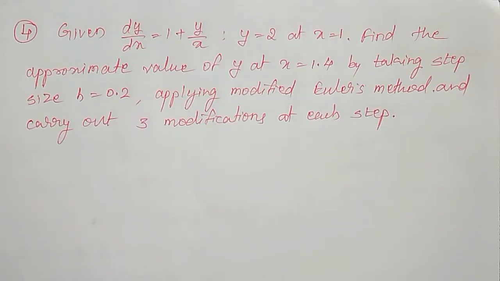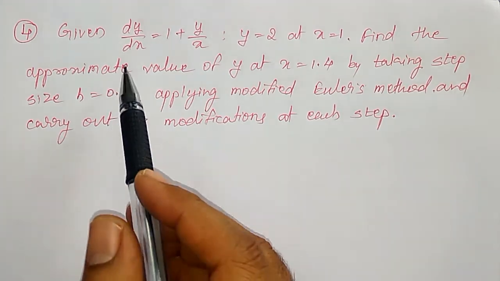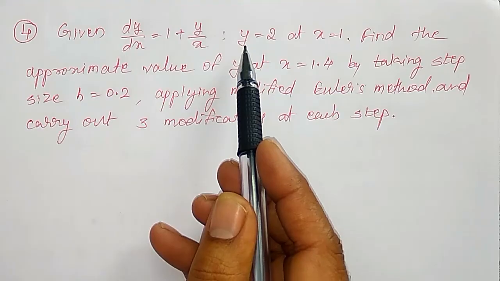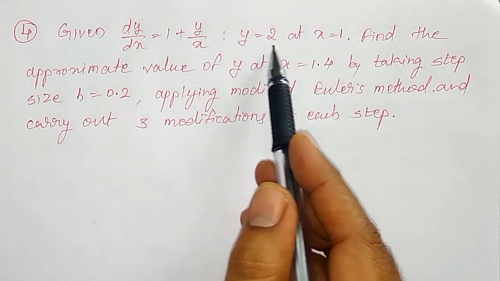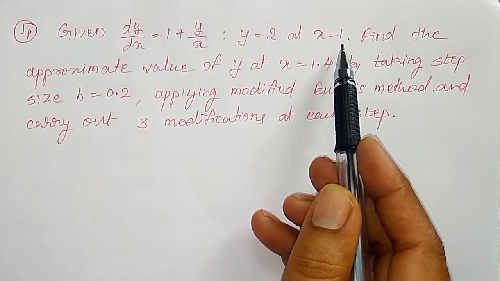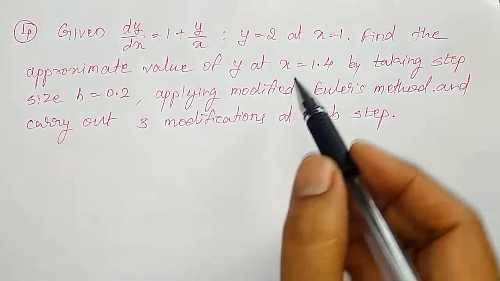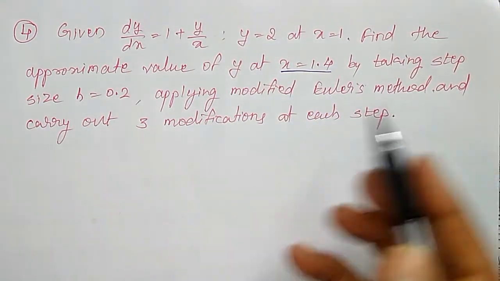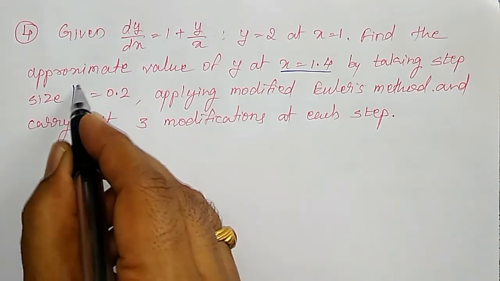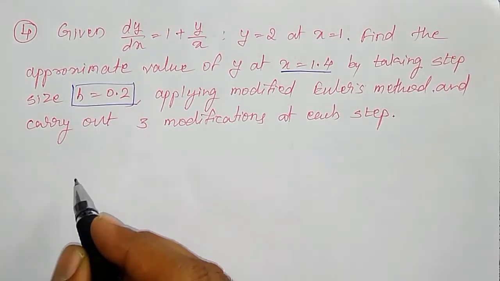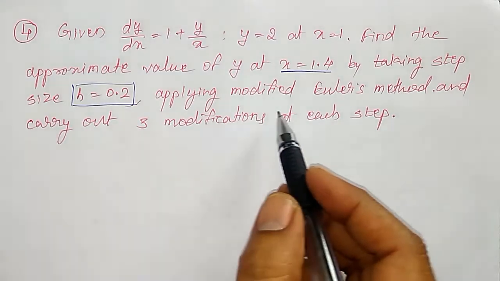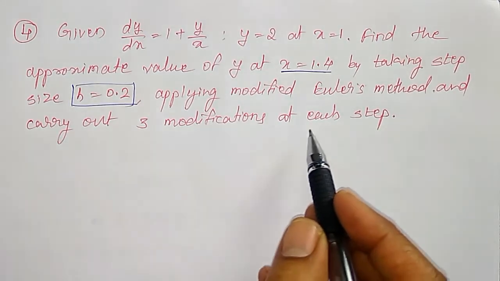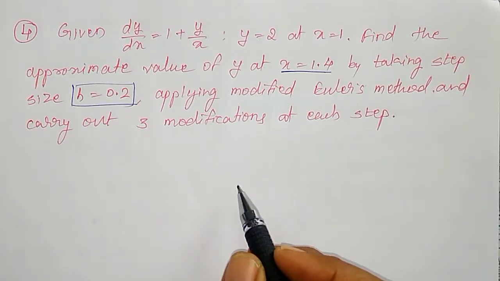In this video I'm going to solve one example: dy by dx equal to 1 plus y by x, with the condition y equal to 2 at x equal to 1. Find the approximate value of y at x equal to 1.4 by taking the step size h equal to 0.2, applying modified Euler's method, and carry out 3 modifications in each step.